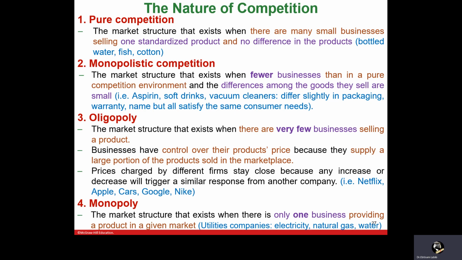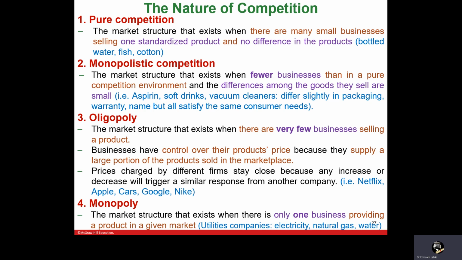Imagine the sellers of bottled water. We have many businesses, many brands of bottled water. So water is a standardized product and we have many sellers for that standardized product. And there are no differences between the different types of bottled water. Also, we have salt, we have fish, and all other agricultural products. Those are different examples of pure competition.